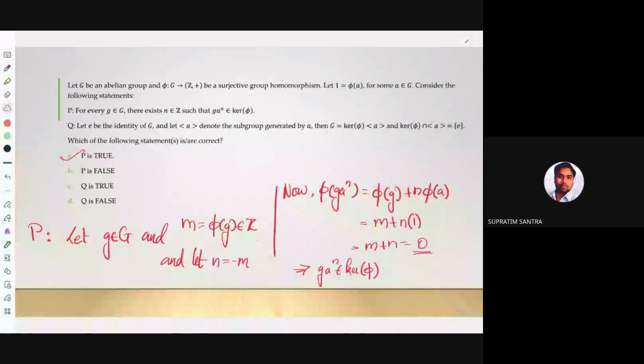So now let's look at Q. Let e be the identity of G and let A denote the subgroup generated by a. Then G can be written as a product of two groups, which is basically kernel of phi times the subgroup generated by a. And kernel of phi and the subgroup generated by a have trivial intersection. Let's try to prove this.